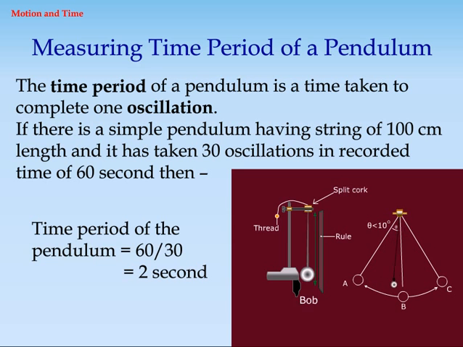Measuring time period of a pendulum. The time period of a pendulum is the time taken to complete one oscillation. If there is a simple pendulum having a string of 100 centimeters length and it has taken 30 oscillations in a recorded time of 60 seconds, then the time period of the pendulum equals 60/30, which equals 2 seconds.